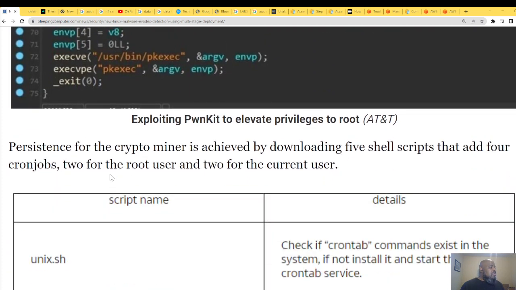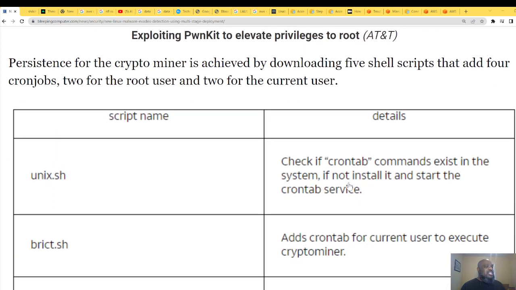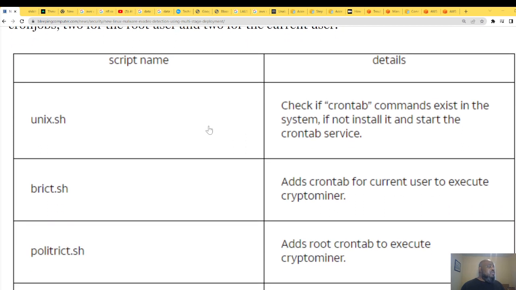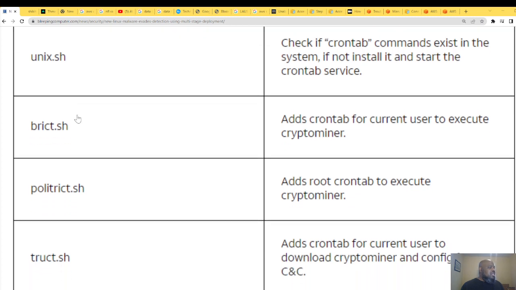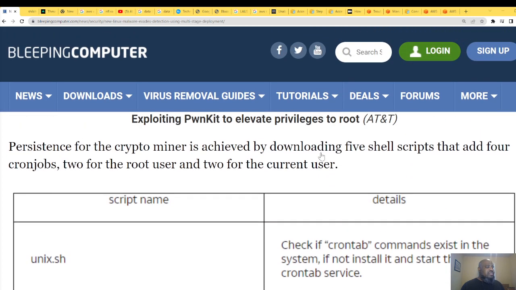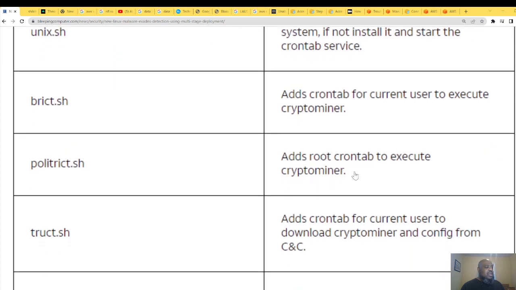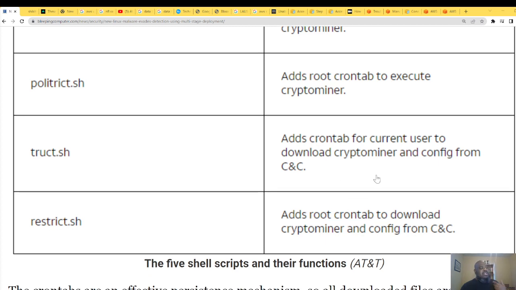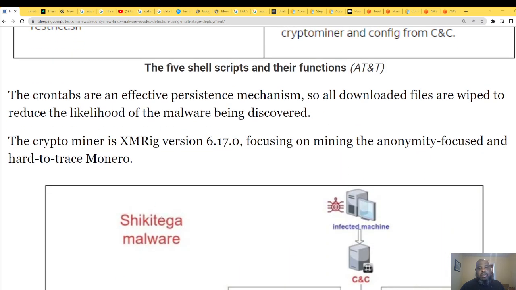So persistence for the crypto miner is achieved by downloading shell scripts that add 4 crontabs to the root user and to 2 current users, right? So those are the shell scripts, the ones we were talking about, polymorphic, and like I said, put it in crontab. All that's running in crontab, right? And crontab's the scheduler, right? So we should be signing programs that we put in the scheduler to make sure the scheduler should be able to run them, right? So we got to figure out what that safeguard is in the crontab to make sure we're not running illegitimate programs, right?